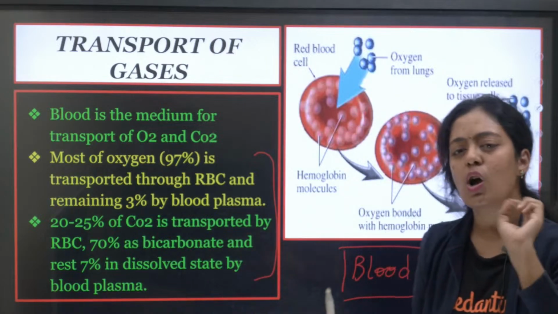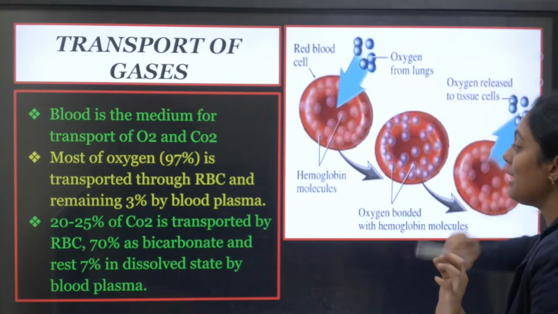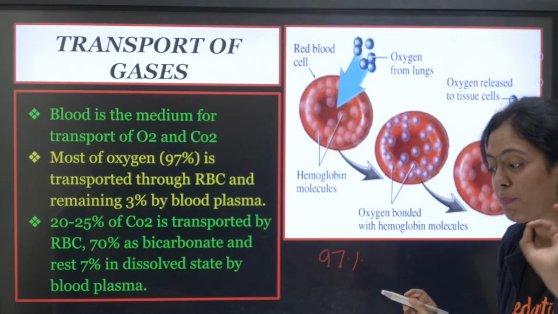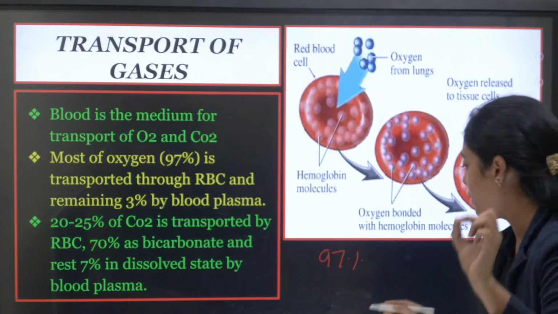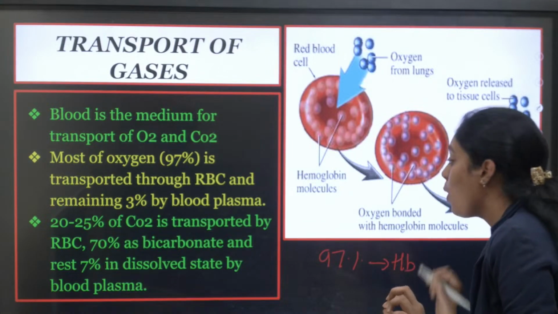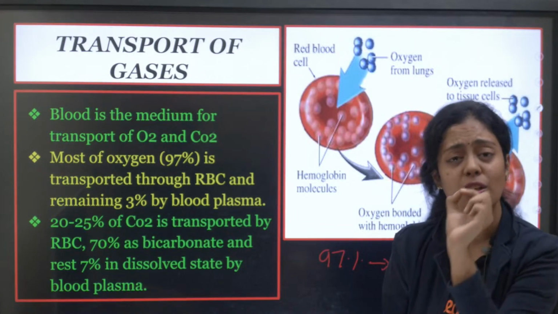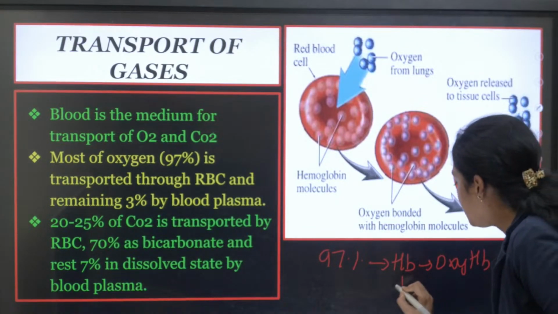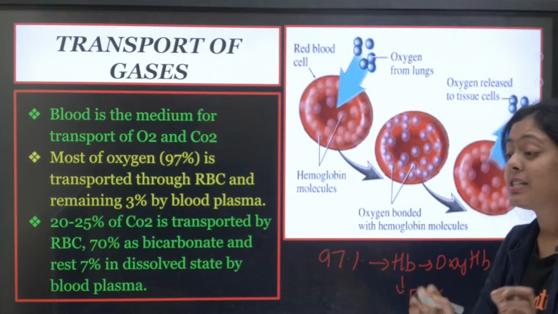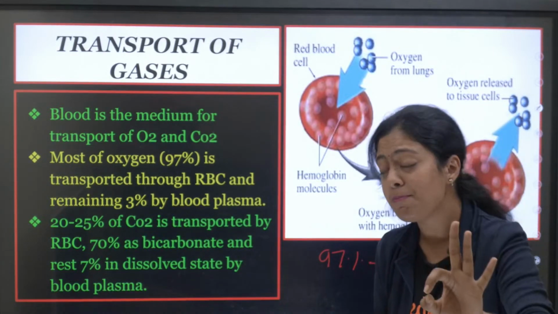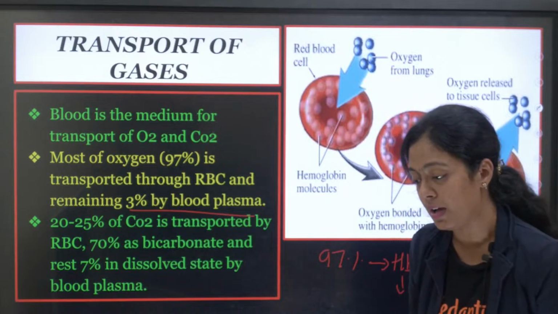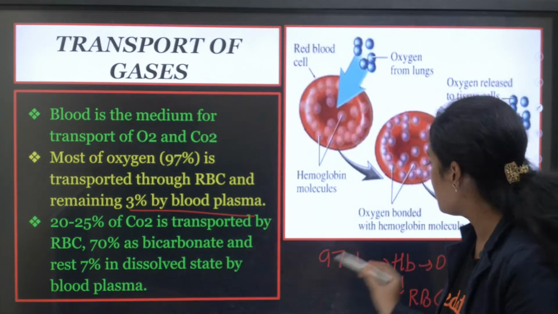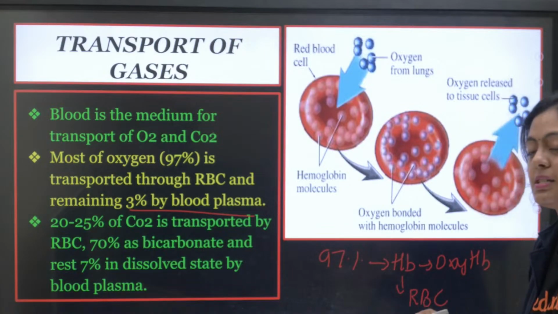Okay, so first let's talk about oxygen. How is oxygen transported? 97% of your oxygen, how much percent, pasangla, 97% of your oxygen combines with your hemoglobin. It is combining with your hemoglobin to form oxyhemoglobin. Okay, where is this hemoglobin present, pasangla? It is present in my RBC. And remaining 3% is transported by blood plasma. I want everyone watching this live to write this in the chat section. 97% oxygen via hemoglobin and the remaining 3% by blood plasma.